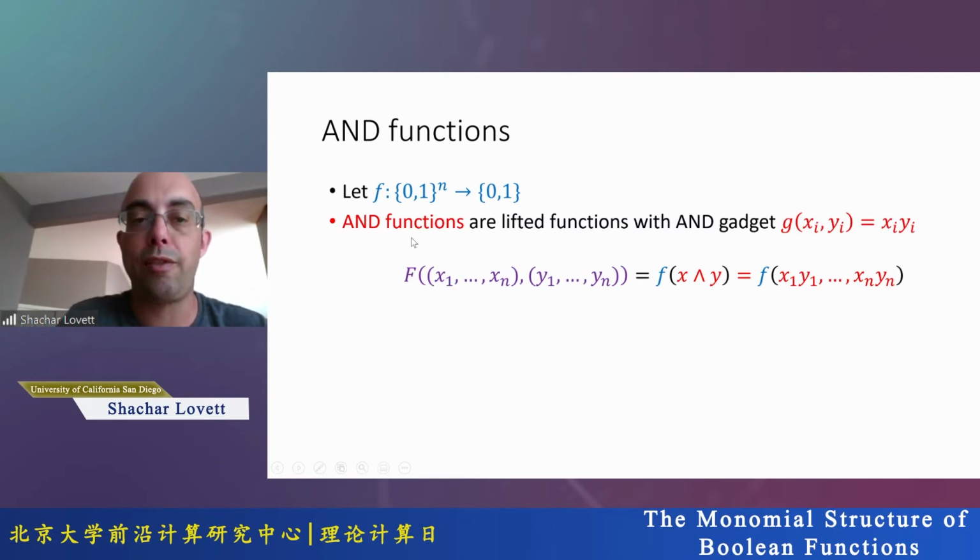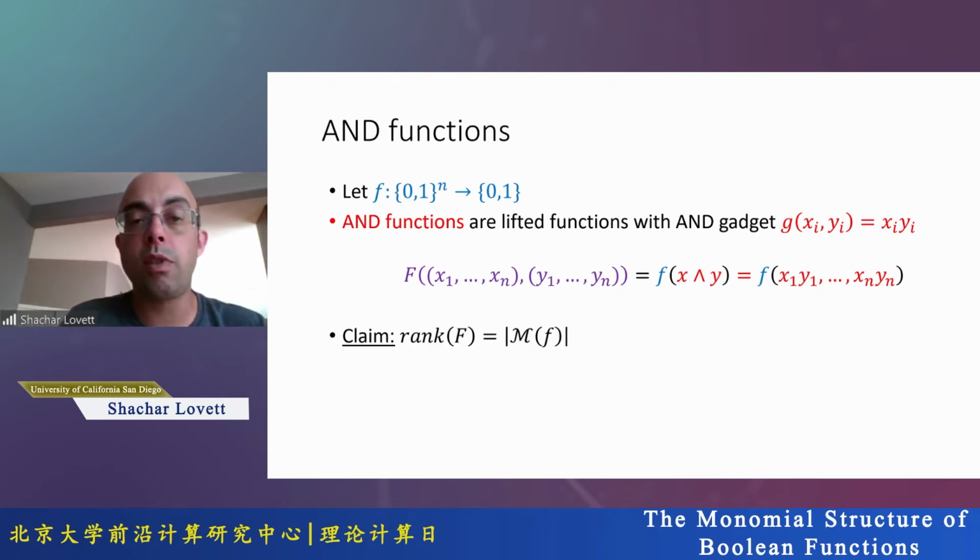So what is an AND function? Again, I start with an arbitrary Boolean function on n bits. And I build a two-party function. So the first player gets x1 up to xn. The second player gets y1 up to yn. We AND their inputs, we get a joint n-bit value, and we apply the Boolean function. So that's a way of generating matrices from a Boolean function and ANDs.